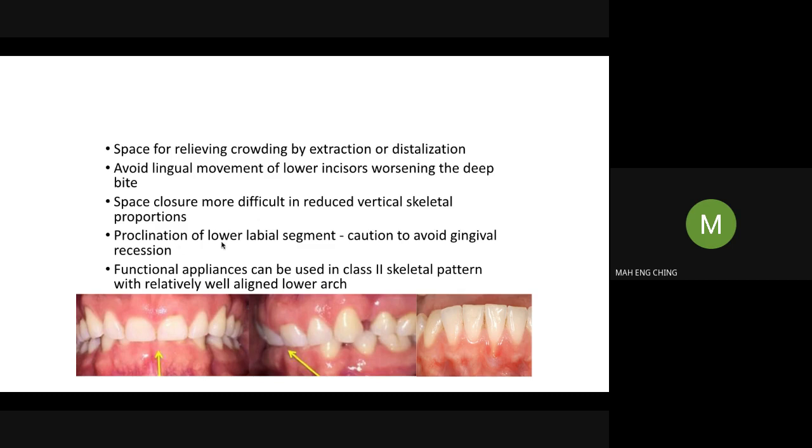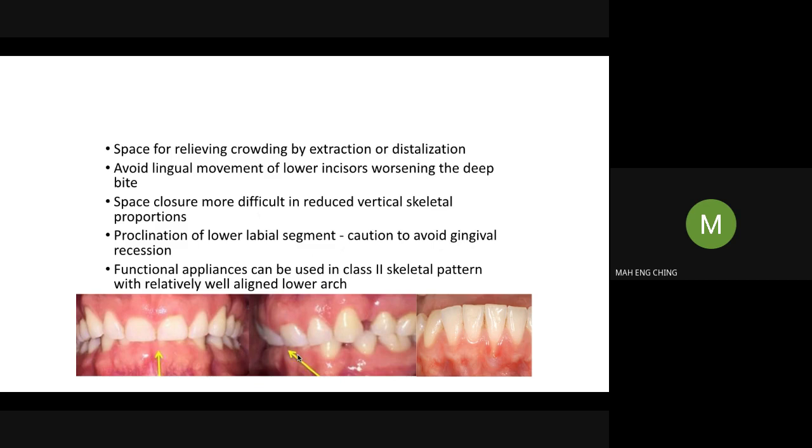Then proclination of the lower labial segment, with caution to avoid gingival recession. So if you're going to procline the lower labial segment, you have to make sure you open the bite. If not, it causes more gum recession because the upper teeth are biting on the lower gum.